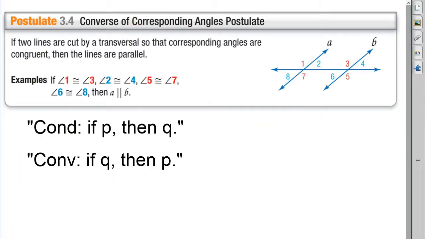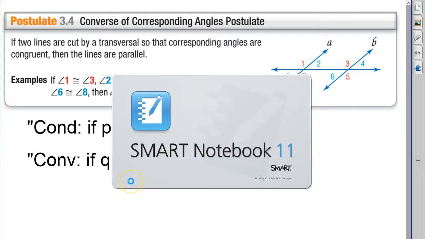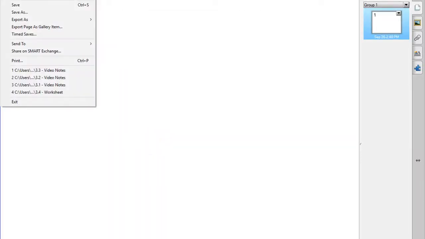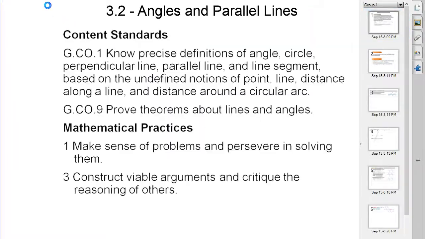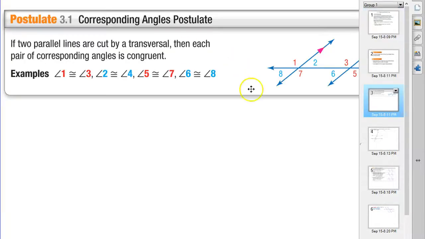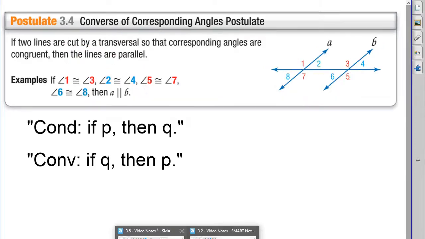Real quick, I can actually just pull this up. I've got time. This is a short note. Back in section 3.2. Computer's not moving very fast today. Here we go. In the 3.2 notes, we had the corresponding angles postulate. If two parallel lines are cut by a transversal, that was our P, then each pair of corresponding angles is congruent. That was our Q. Now we're switching it around to the converse. If two lines are cut by a transversal so the corresponding angles are congruent, there's Q, now we know the lines are parallel. That's P. Okay, so it's really the same thing.